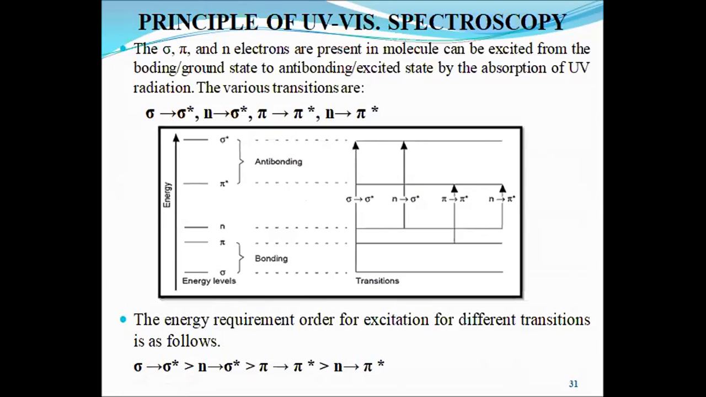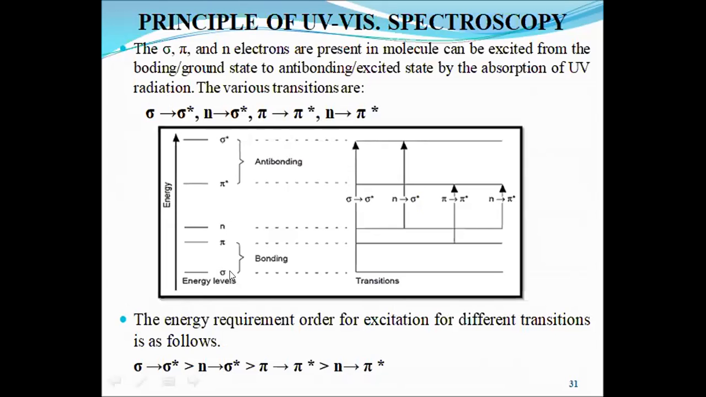The electronic transitions that take place in the UV and visible region fall into the following 4 types. Number 1 is sigma to sigma star. Second is non-bonding to sigma star. Third is pi to pi star. And last is non-bonding to pi star. The same is represented here. This is the sigma, this is pi, this is non-bonding, this is pi star, and the last is the sigma anti-bonding. Here, this shows the increasing energy.